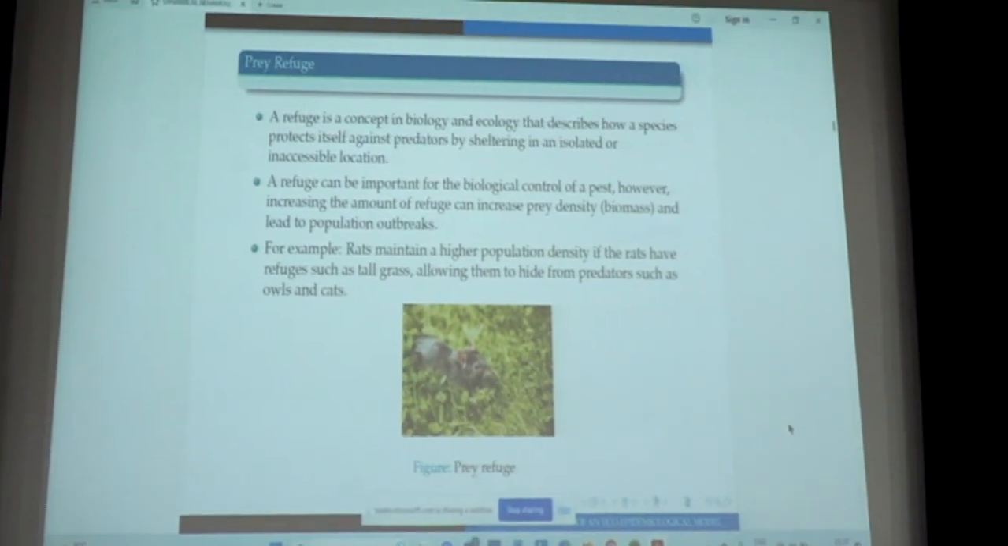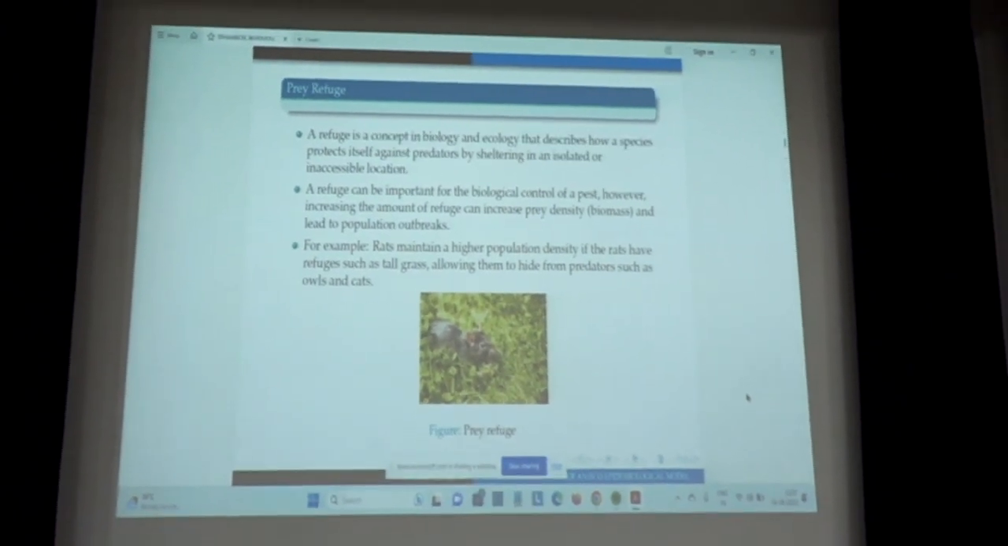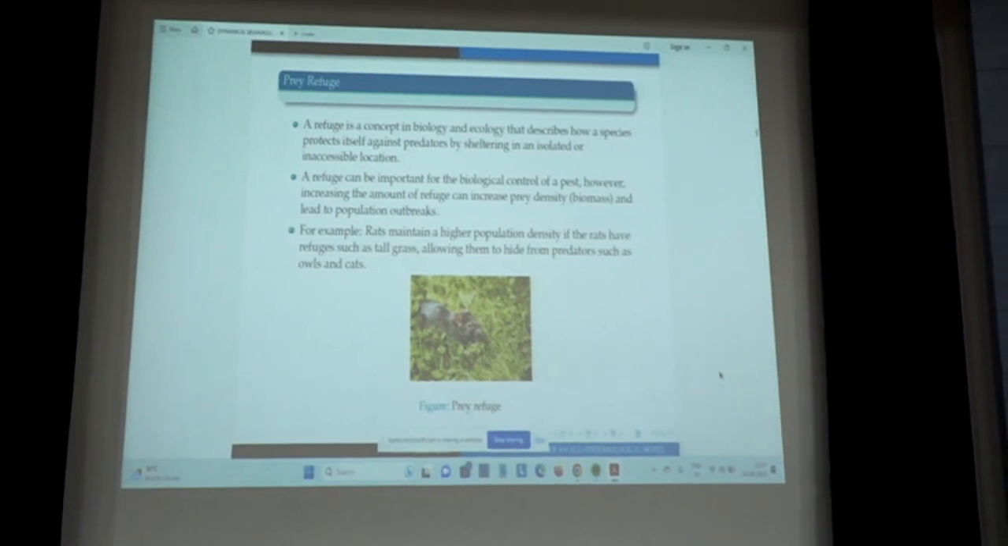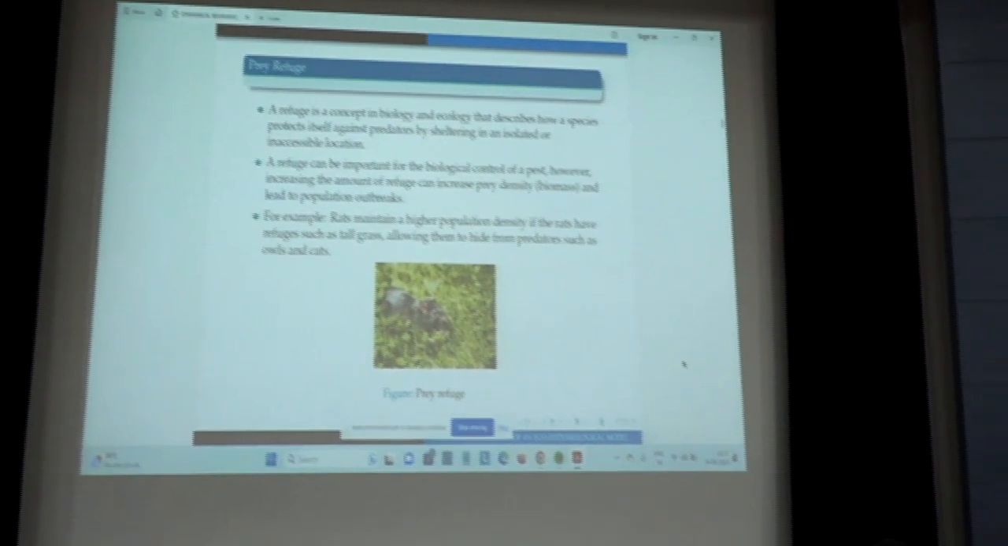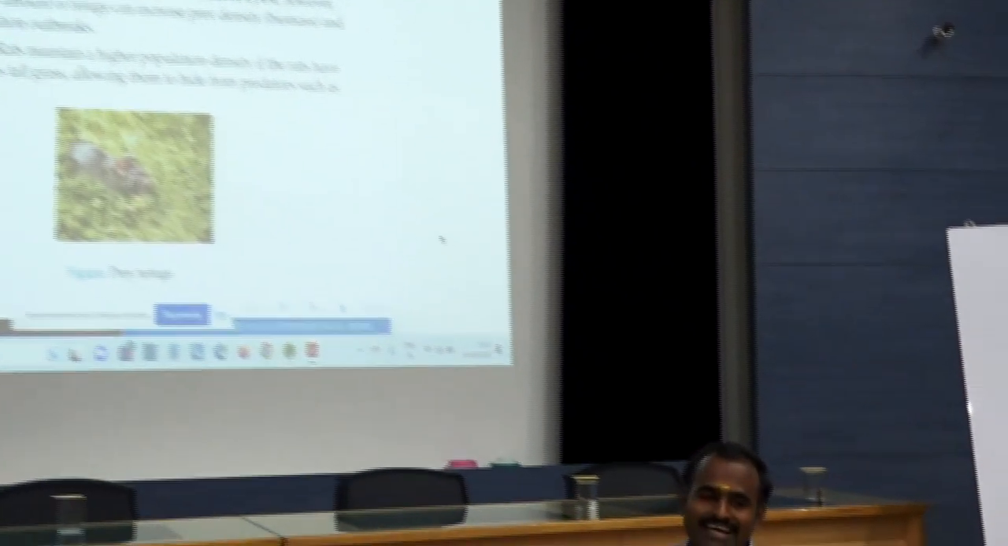Then another important factor is prey refuge. It describes how the species protects itself from its predator. So as the amount of refuge increases, the prey population suddenly increases. For example, rats always maintain a higher population because they protect themselves from their predators, for example, cat and snake.